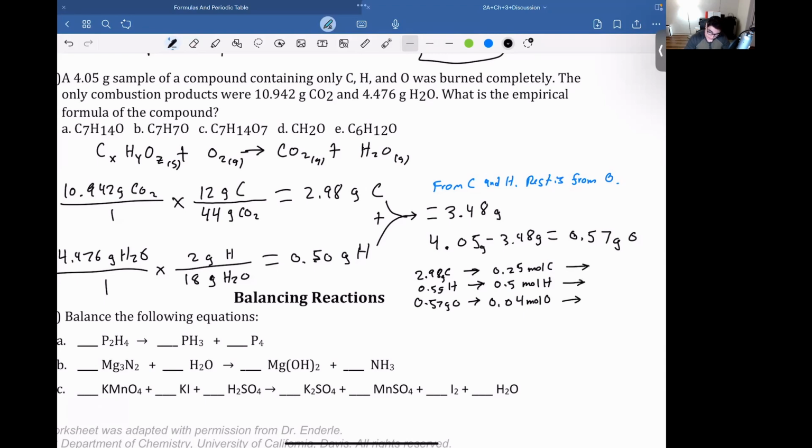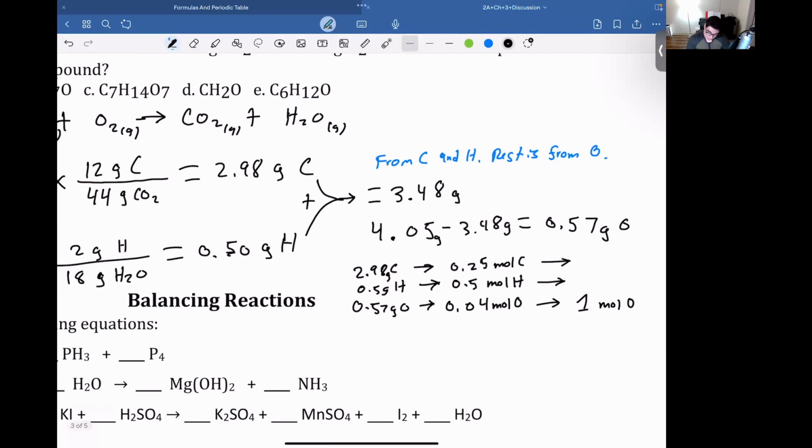You divide by the smallest one, which is oxygen, so that way we can get a nice ratio. 1 mole of oxygen. 0.5 divided by 0.04. This is where rounding kind of hurts. So I shouldn't have actually rounded the hydrogen because you get 12.5, which makes it really unclear. It's 14.